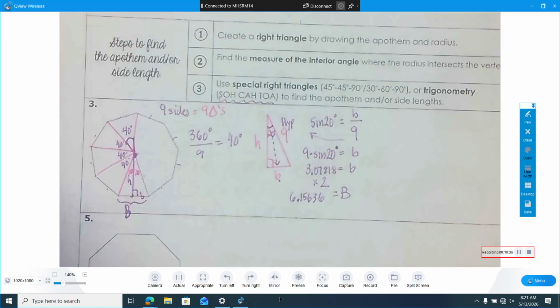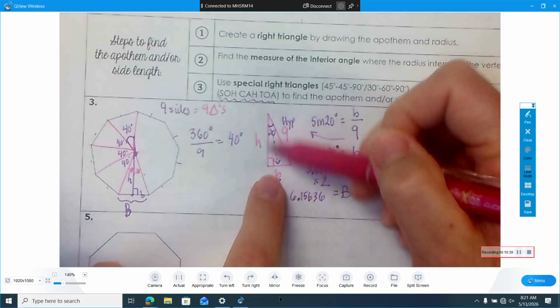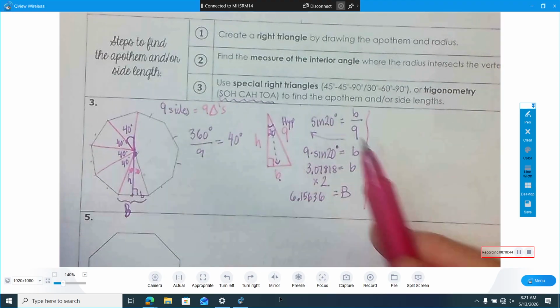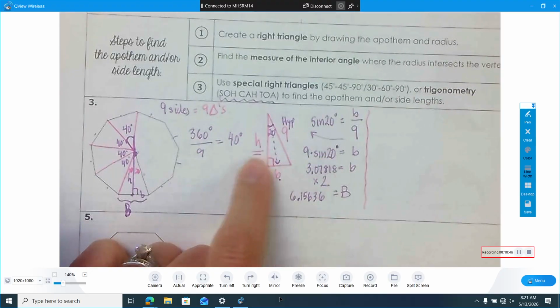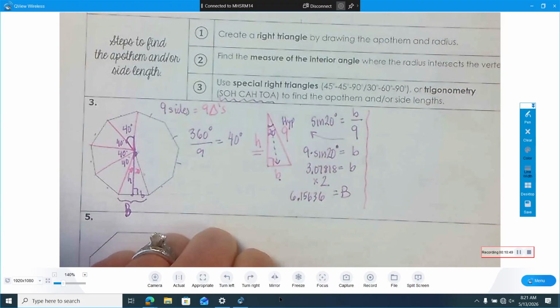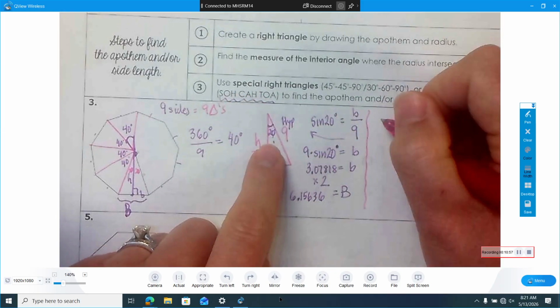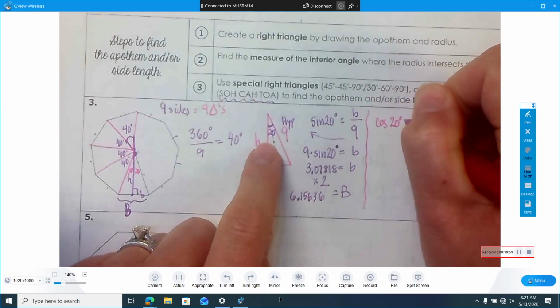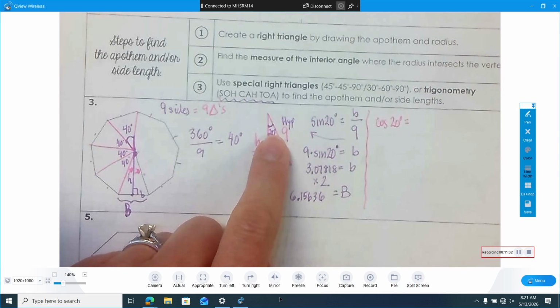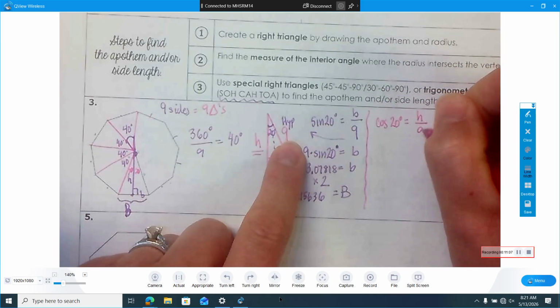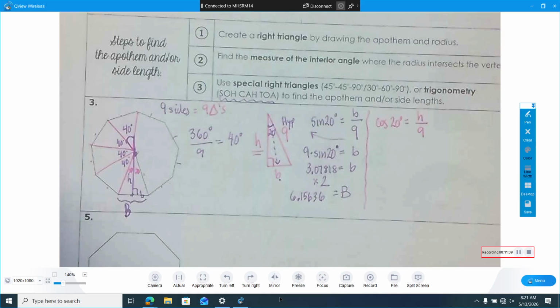What's the other piece that we need? We need to know the height. So again, we can set up a little trig problem here. So now I'm using the height and the hypotenuse. Which trig function would that be? Cosine. Adjacent and hypotenuse is cosine. So we're going to do cosine according to our 20-degree angle is equal to adjacent over hypotenuse, h over 9.